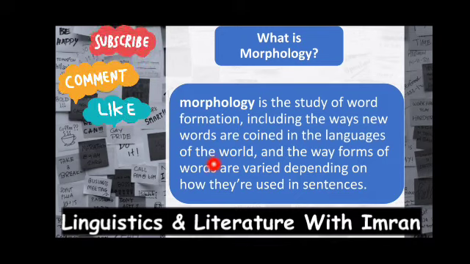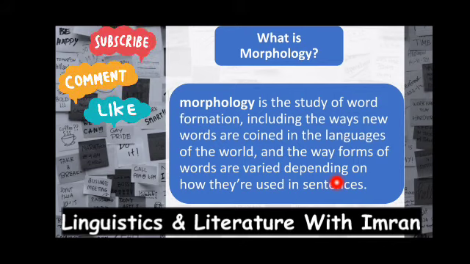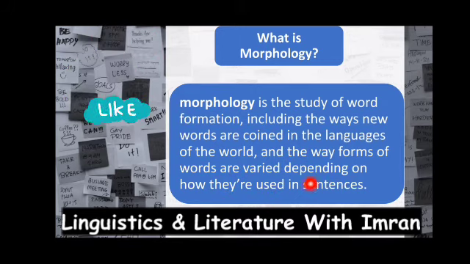While the third part says the way forms of words vary depending on how they are used in sentences, because one word can have different forms. For example, we have a word, suppose, play. So one of the forms of the word play is plays. Another one is playing. The third one is played, right? So we have different forms of a word. So we also study that the forms of words vary depending on how they are used in sentences.